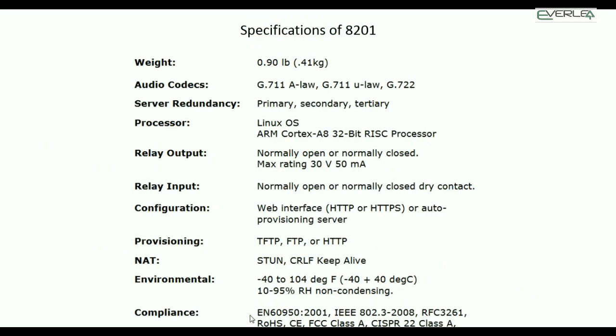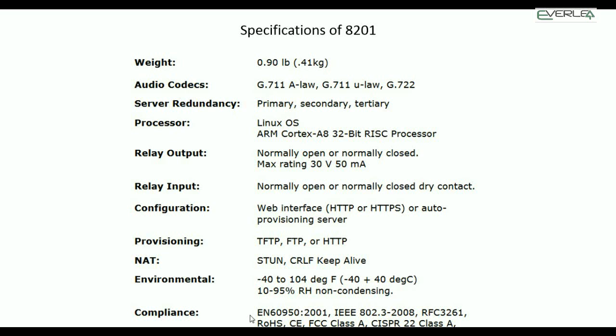Specifications. It's 0.4 of a kg. Audio codecs are G711A, G711U, and G722. It's got service redundancy for primary and secondary. If your main voice server fails, the Algo 8201 will roll through to a secondary. It has a Linux-based operating system. Relay output, normally open or normally closed. Maximum rating 30 volts, 50 milliamps.